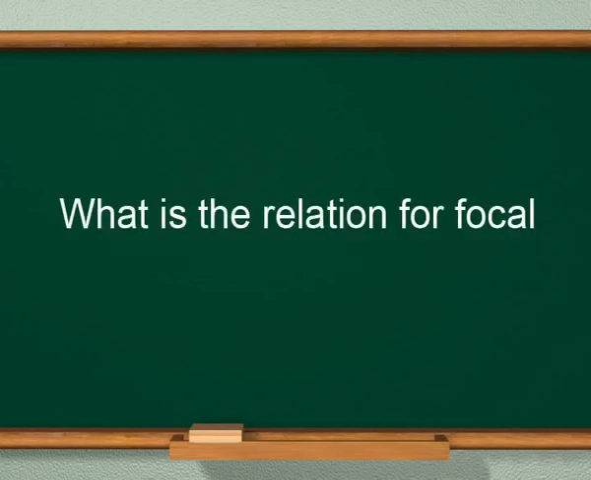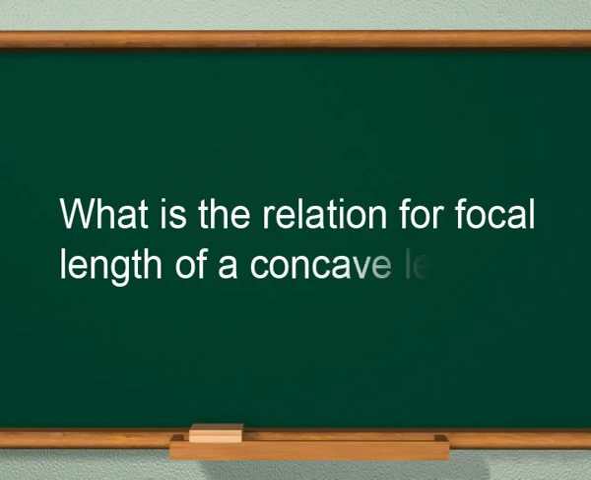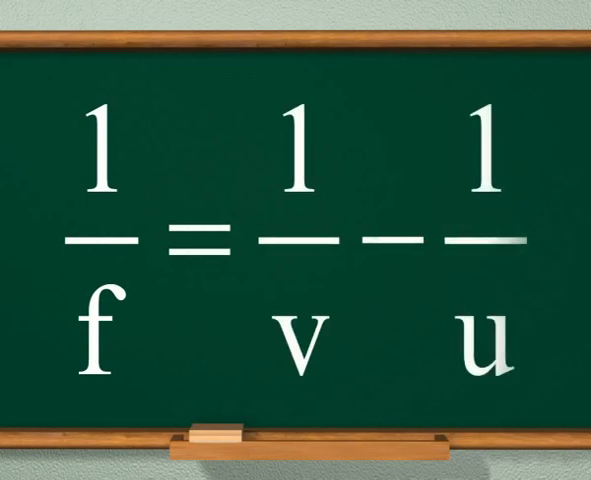Look at the next question. What is the relation for focal length of a concave lens? The answer, it is 1 by f equal to 1 by v minus 1 by u.